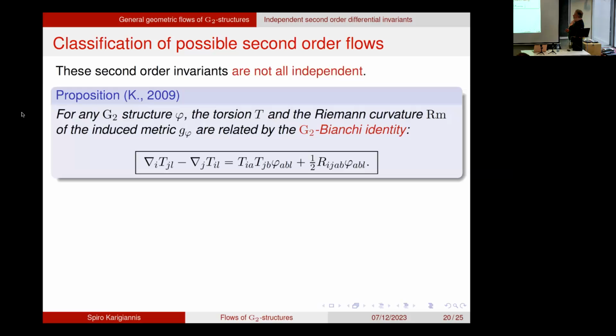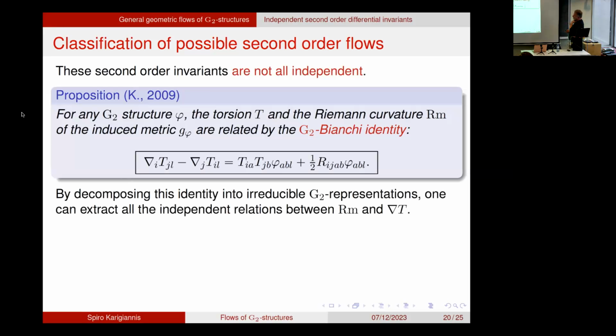There's a relation which I proved a long time ago called the G2 Bianchi identity. For any G2 structure, there's a relationship between the torsion and the curvature. Basically it says that some skew symmetrization of nabla T is essentially T squared plus R. And when I discovered this a long time ago, it was very mysterious to me, but now I know very, very simple ways of proving it, and other people have also found simpler proofs. It's not that mysterious anymore. But basically, this tells you that nabla T and R are not independent. They're related by this G2 Bianchi identity.